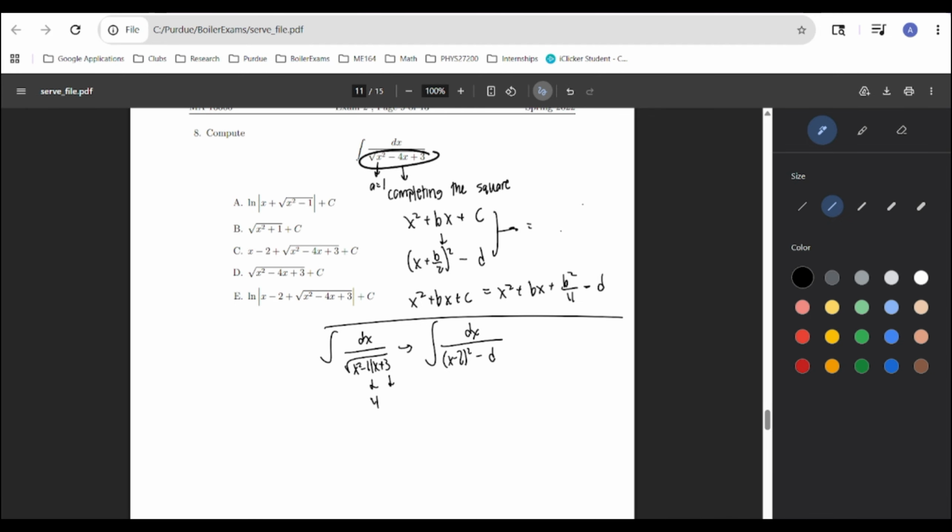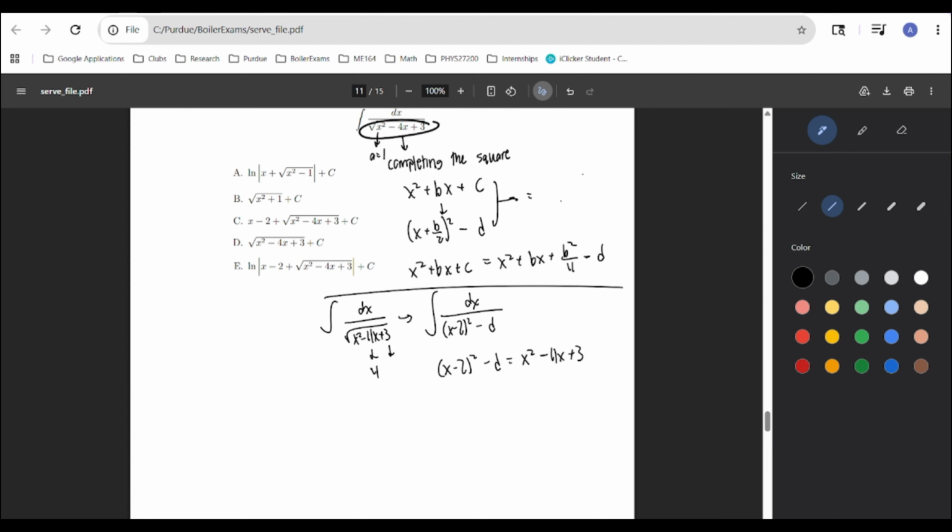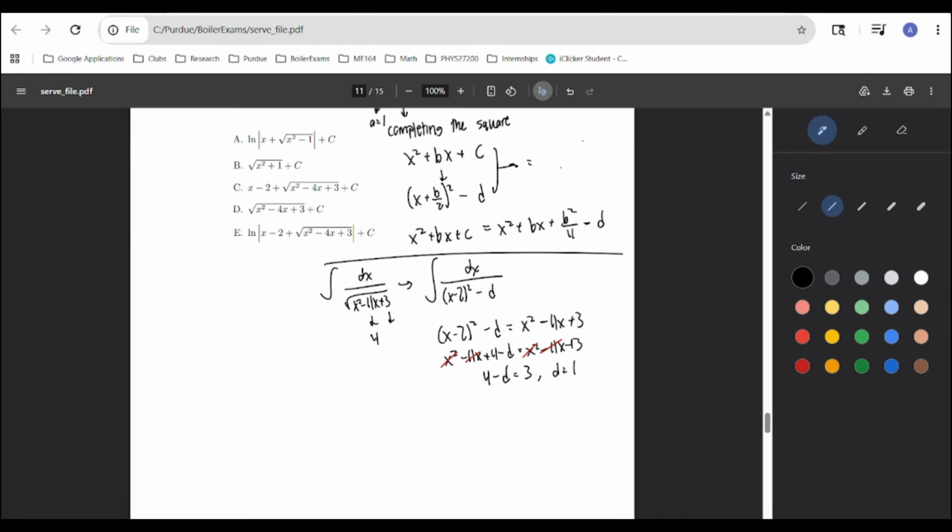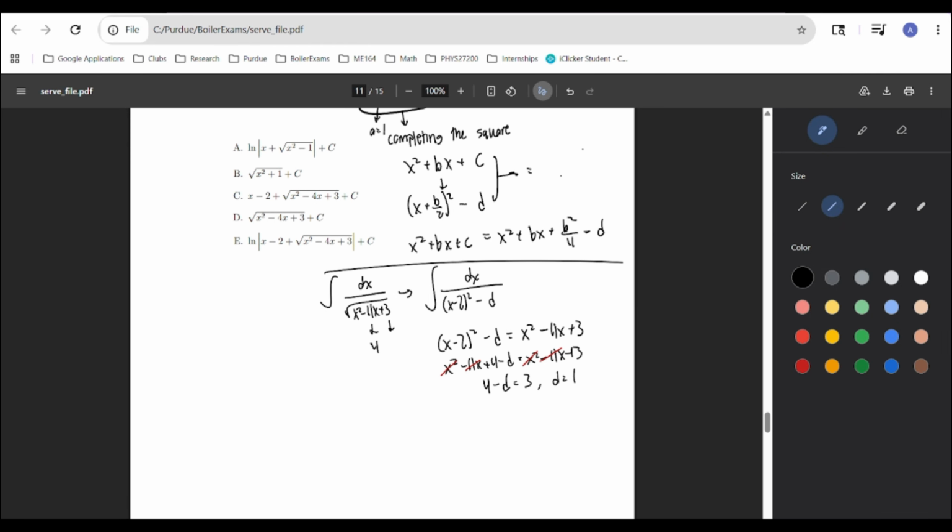So let's take that. We see x minus 2 squared minus d should be equal to our original form, x squared minus 4x plus 3. We expand this, we get x squared minus 4x plus 4 minus d is equal to x squared minus 4x plus 3. You'll notice that a lot of these cancel. This cancels, that cancels, and we're left with 4 minus d is equal to 3, which means that d must be equal to 1 in this case. I'm actually running out of room already. All right, another diagonal line.